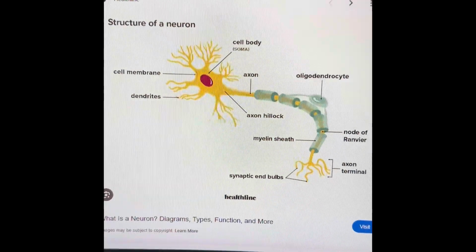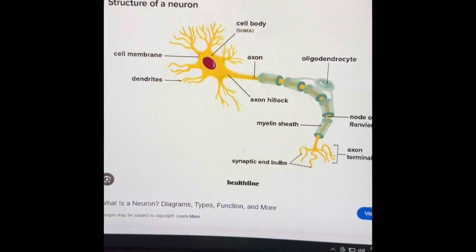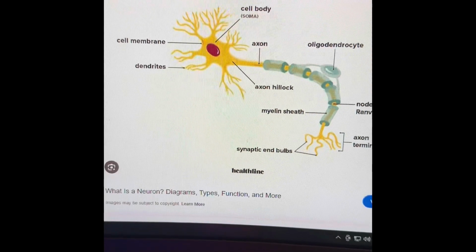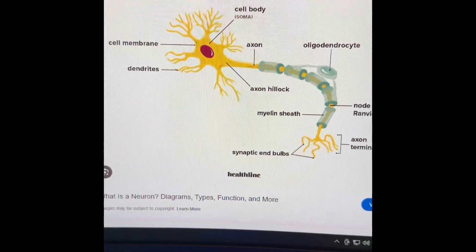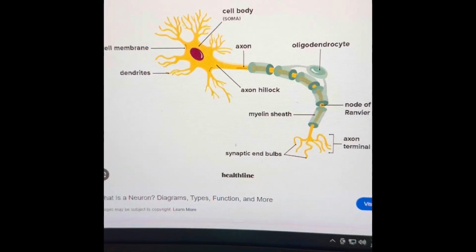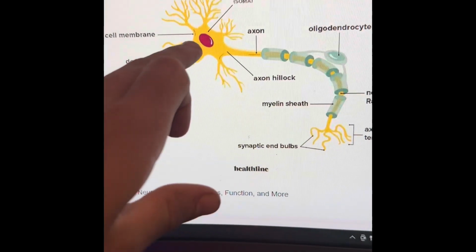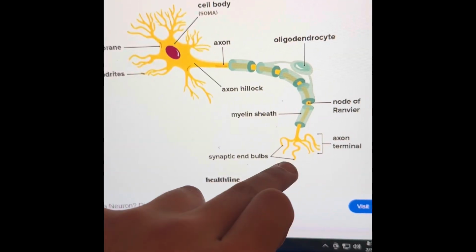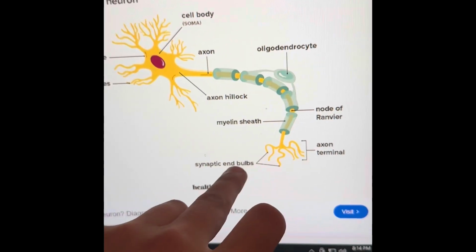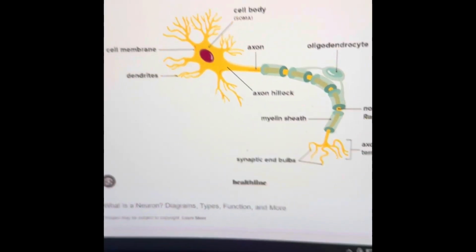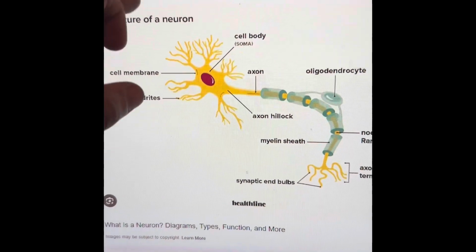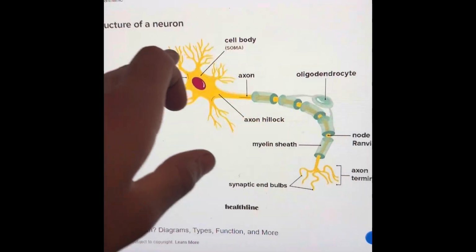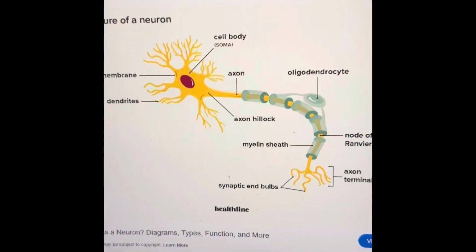All right, in this video I'll be talking about the neuron, and first I'll start with talking about the structures. So we've got the dendrites, the cell body, nucleus, the axon, myelin sheath, the axon terminal, and then the synapse will be here. This is where signals come in, and this is where signals exit.